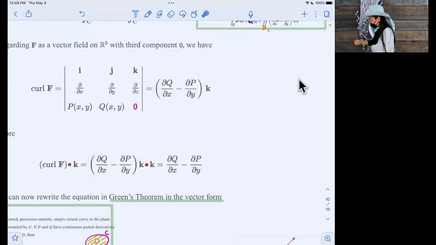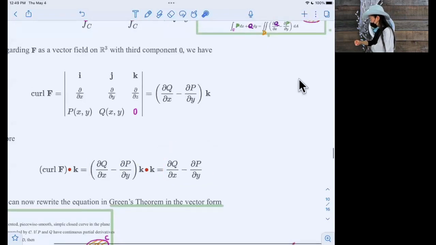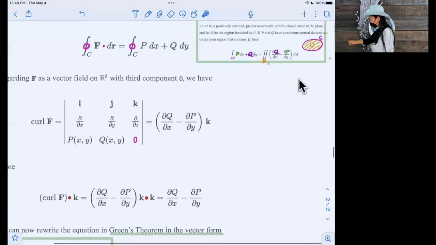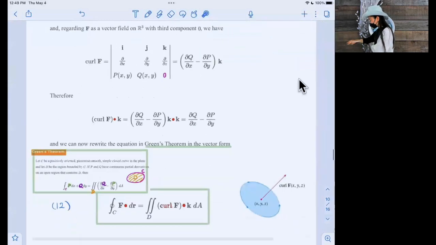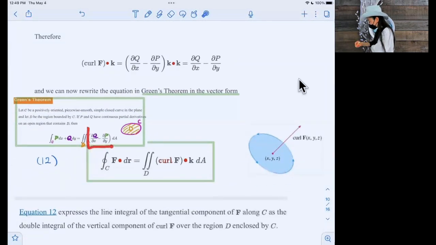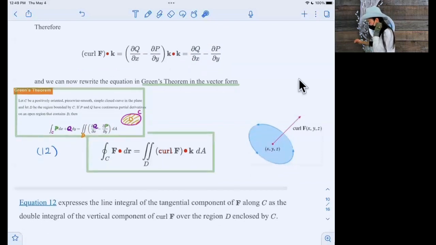So you will just get the partial derivative of Q with respect to X, subtracting the partial derivative of P with respect to Y, which is exactly what you have over here. So now we can replace this part over here by the curl of F dotted with K. This is the same thing, okay? The curl of that dotted with K is just this one over here. All right, so this is Green's theorem in vector form, okay?